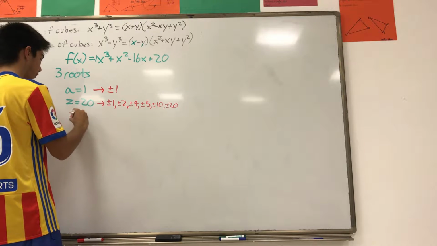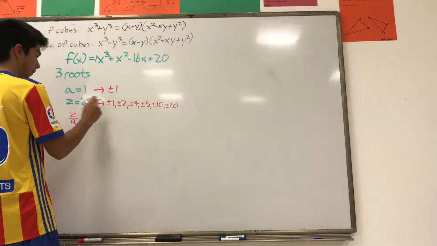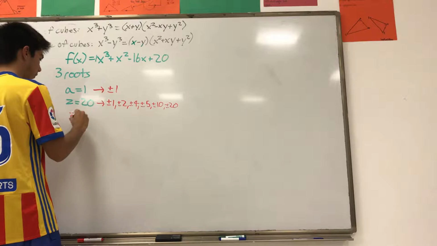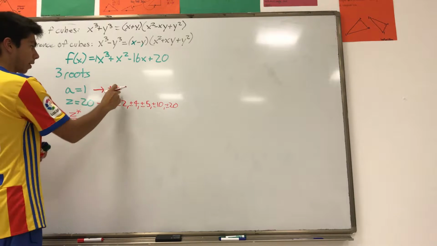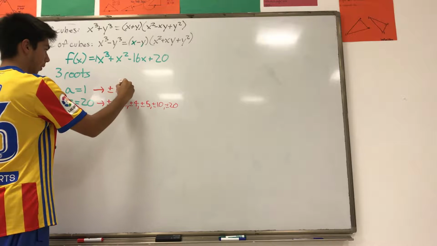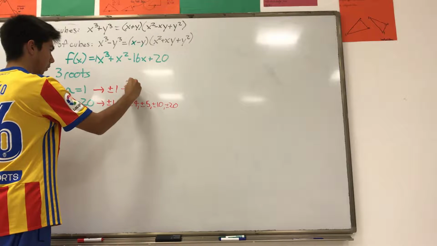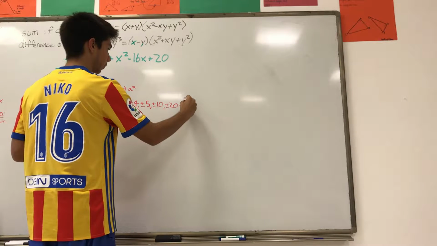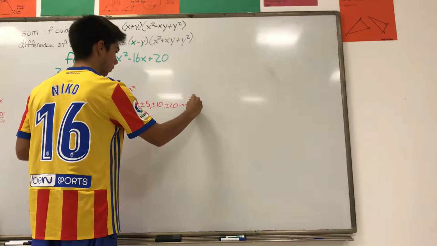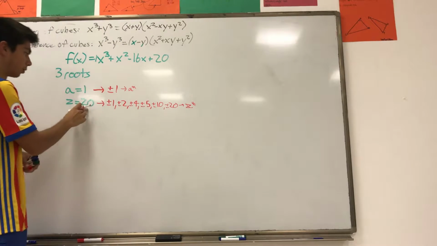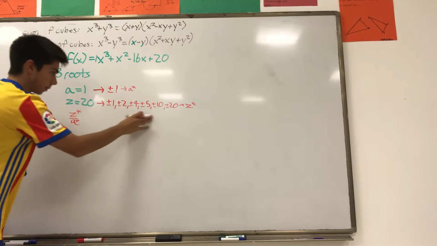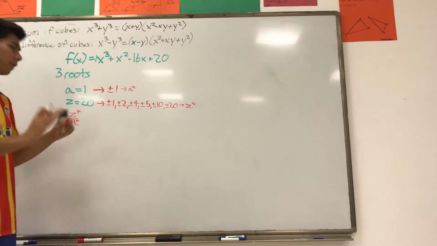These are the factors, but I'm really looking for combinations of z over a. I'll put z star over a star. So these are a stars, and these are z stars. Don't just do 20 over 1, do these factors over that one. So don't confuse those 2 things.